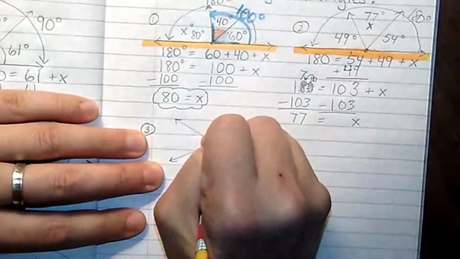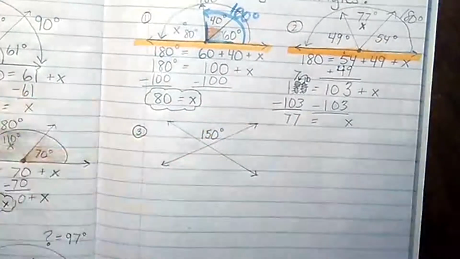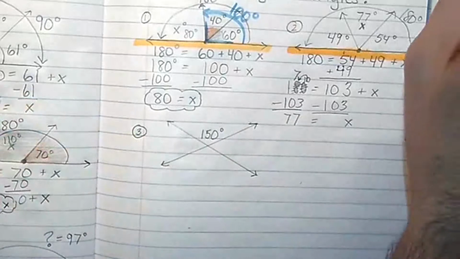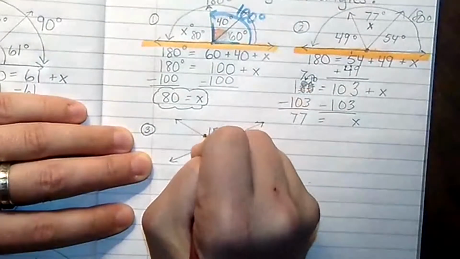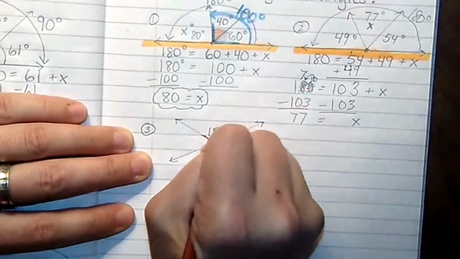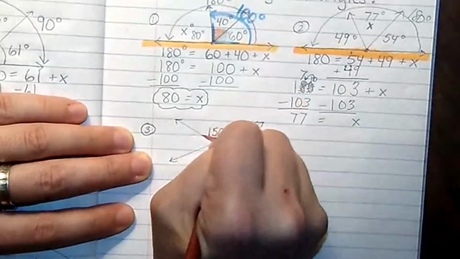I'm going to tell you that the top here is 150 degrees. And we're going to find a good color for this one because this is going to be a great rule that we're going to need a lot. This angle up here measures 150 degrees.